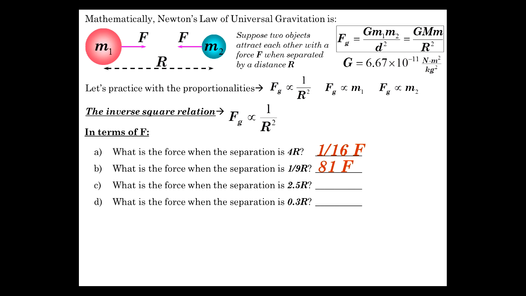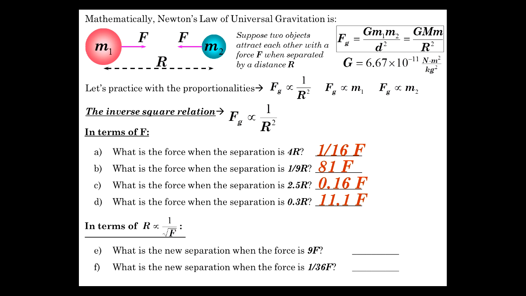Invert and multiply. What's the force when the separation is 2.5 times? Well, you put 2.5 squared, and you can either do that in your head or on a calculator, and out pops 0.16 times the force. When the separation is 0.3, of course it gets bigger, so 0.3 squared, and see what that does when you invert it. You get 11.1. All right, that was pretty easy.